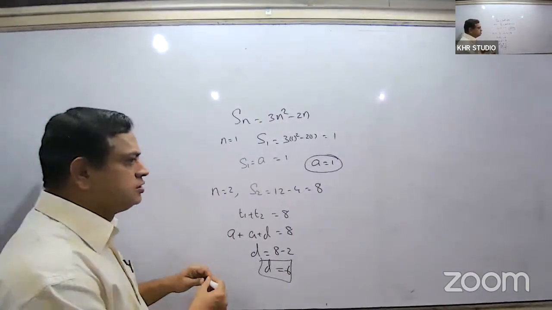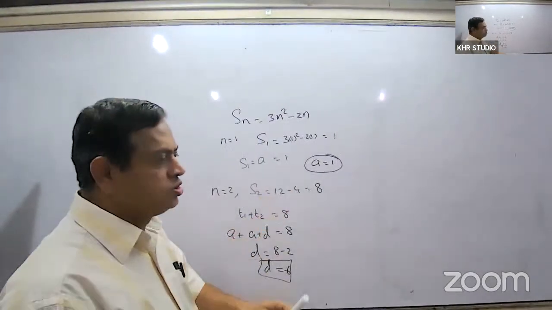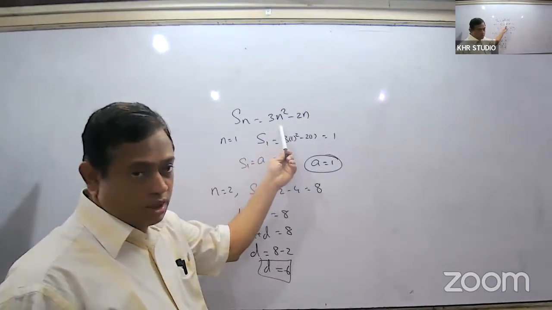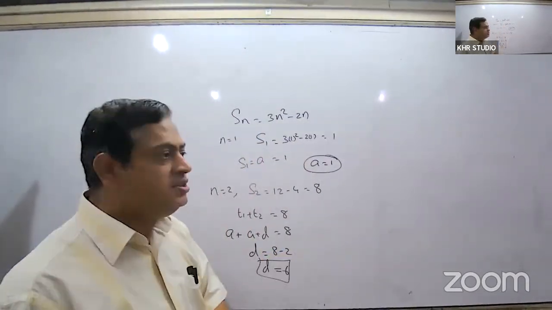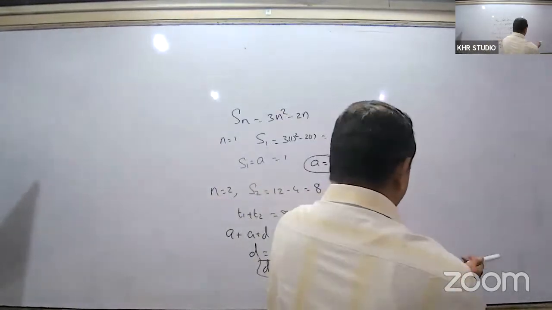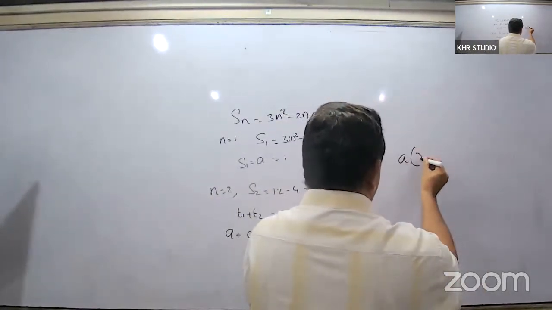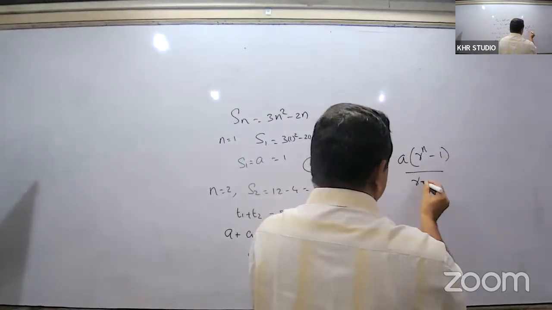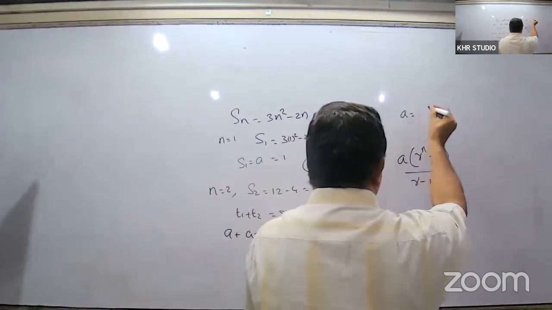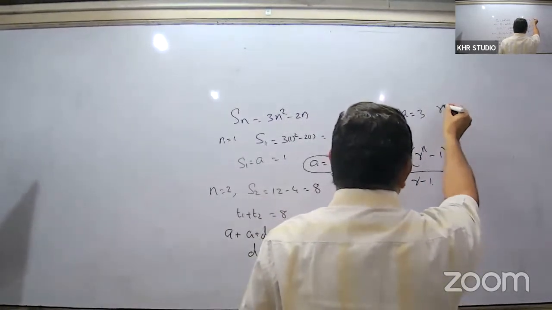If it is not mentioned, remember if it is n square and then quadratic polynomial form, it is always AP. GP's terms are coming like this. What is the formula given? A into R raised to n minus 1 divided by R minus 1. Suppose A is equal to 3 and R is equal to 2.